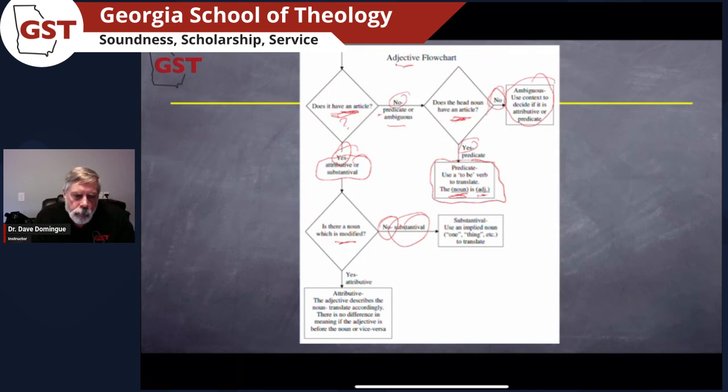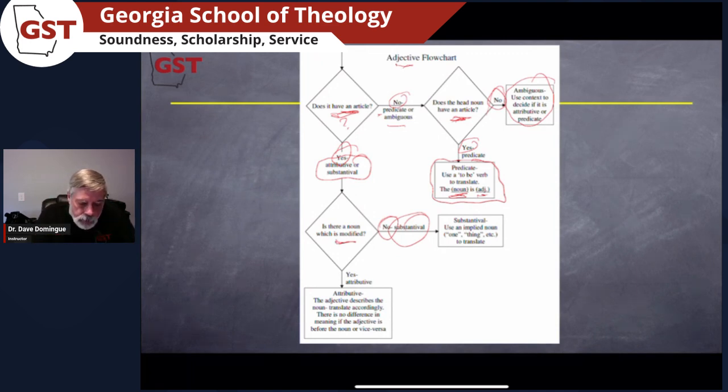Oftentimes you need to add a helping word. It might just be the good. The good what? Well, if it's in the masculine form, you might say the good man. If it's in the feminine form, you might say the good woman. You might have to add a helping word. If it's in the neuter form, you might say the good it, or whatever the neuter might be. The context will determine.